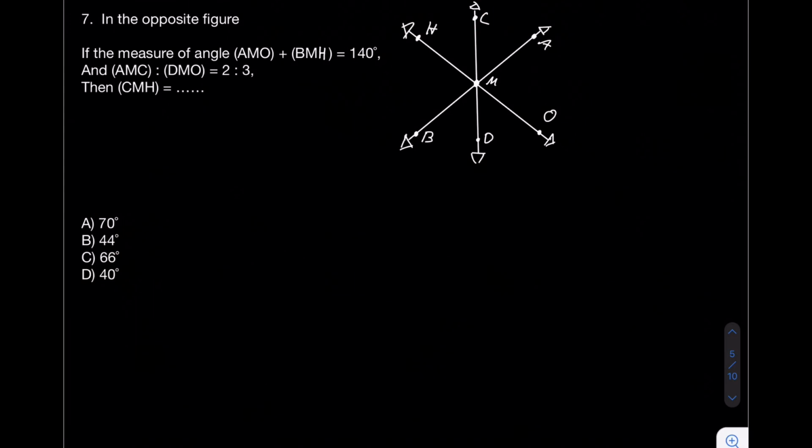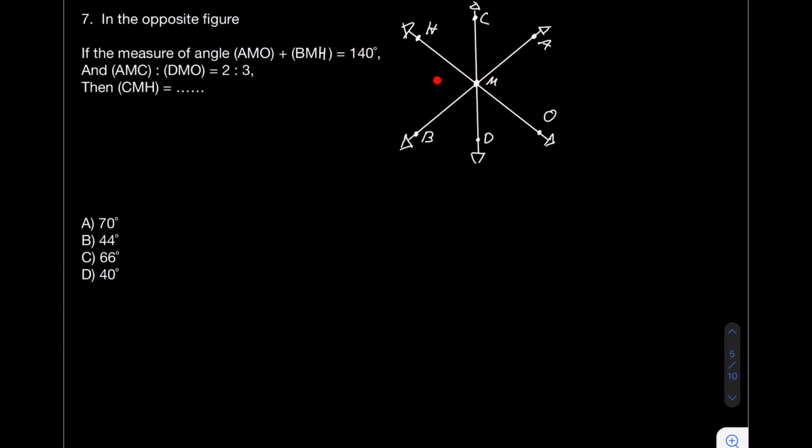In the opposite figure, the measure of the angle AMO plus BMH is equal to 140, and the ratio of AMC to DMO is 2 to 3, and then CMH is equal to what? Angle CMH, right? We're talking about angles here. So we're given that AMO is equal to BMH. That's cool. And we're given that adding them together is 140, but we're also given that they're equal.